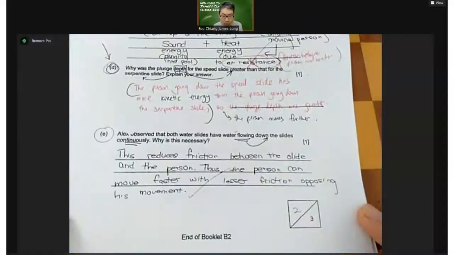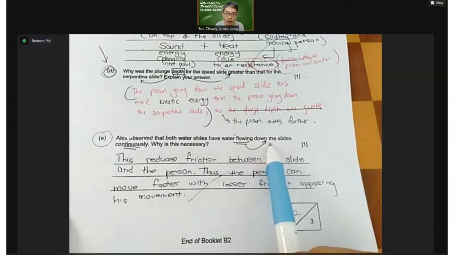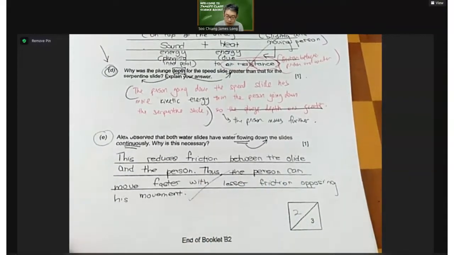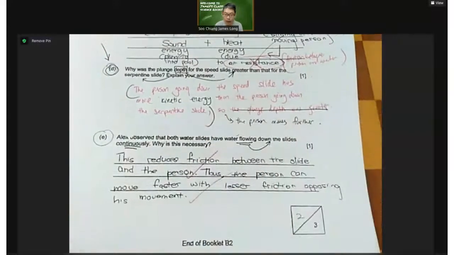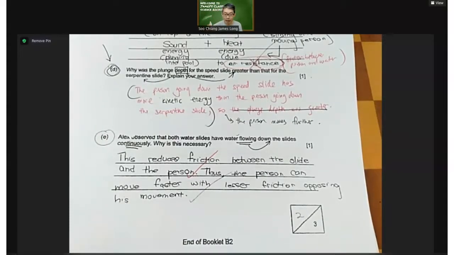Now, Alex observed both water slides and water flowing down the slide continuously. So, of course, it's to reduce friction between the slide and the person. That is okay. This is correct. Why? The purpose of a slide is you don't want the person to slide and then stop midway on the slide, right?